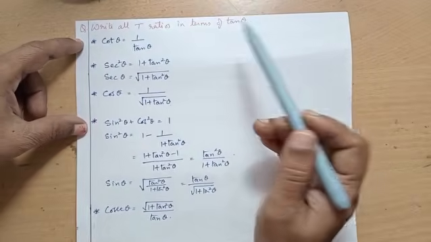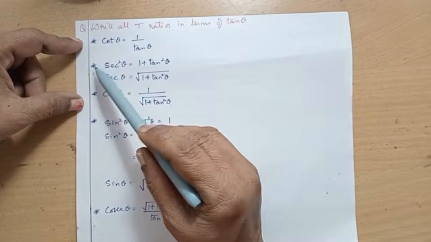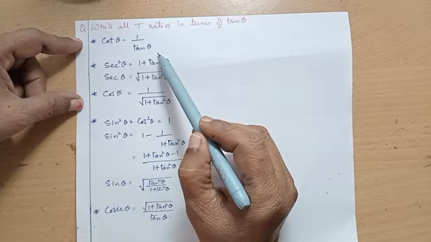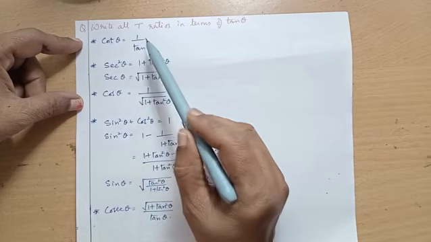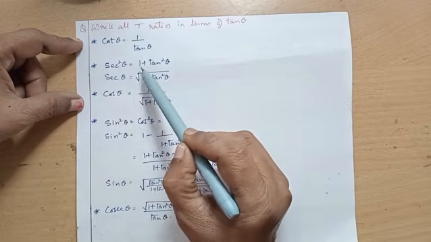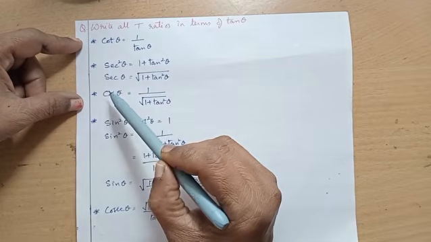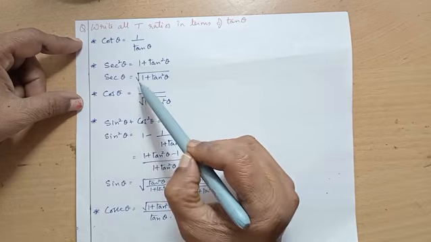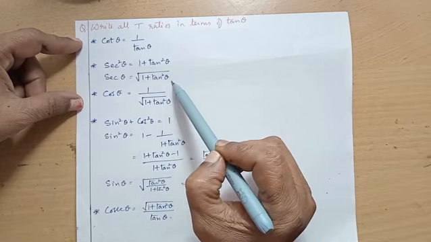Write all trigonometric ratios in terms of tan theta. We know that tan theta and cot theta are inverse to each other. Cot theta is equal to 1 by tan theta. Next, secant square theta is equal to 1 plus tan square theta. Hence, secant theta is equal to square root of 1 plus tan square theta.